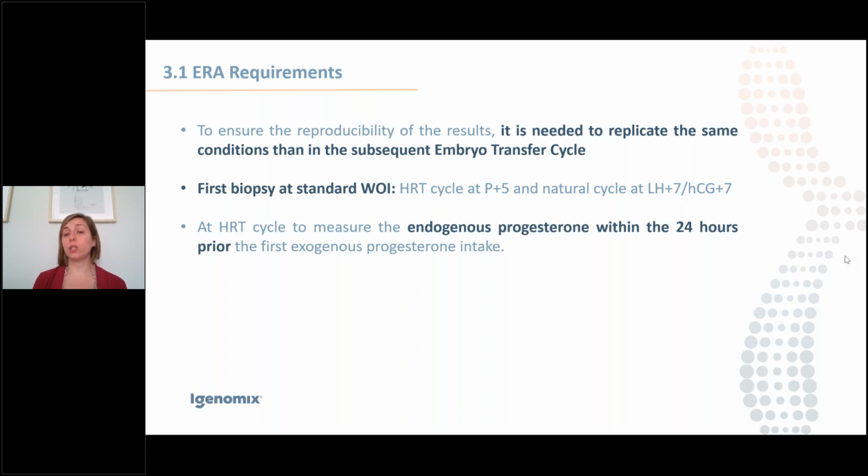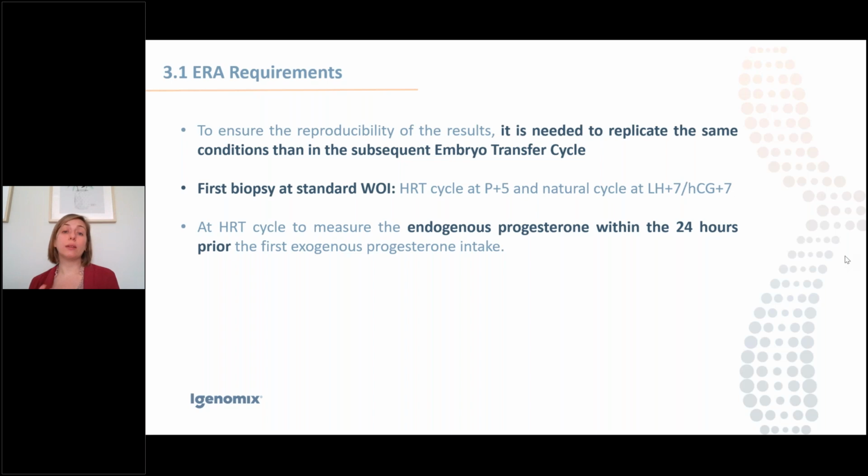So our recommendation is to try to get as much as possible, but if it is not possible and it is very few, you can keep sending to us and we will try to analyze. If there is not enough RNA to proceed, then the analysis won't be billed, and then we will request a new biopsy.